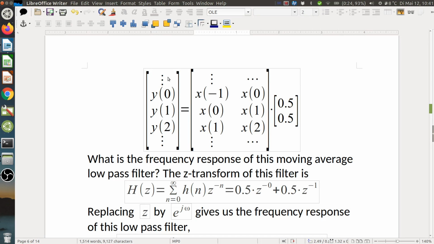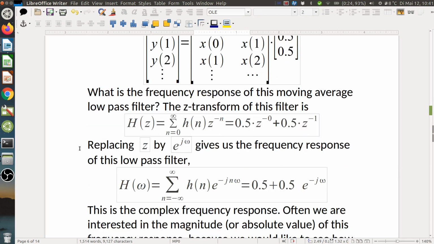And I will continue to use this matrix formulation from now on, because this is a very practical representation, because often matrix multiplications are more convenient mathematically than convolution. Right.